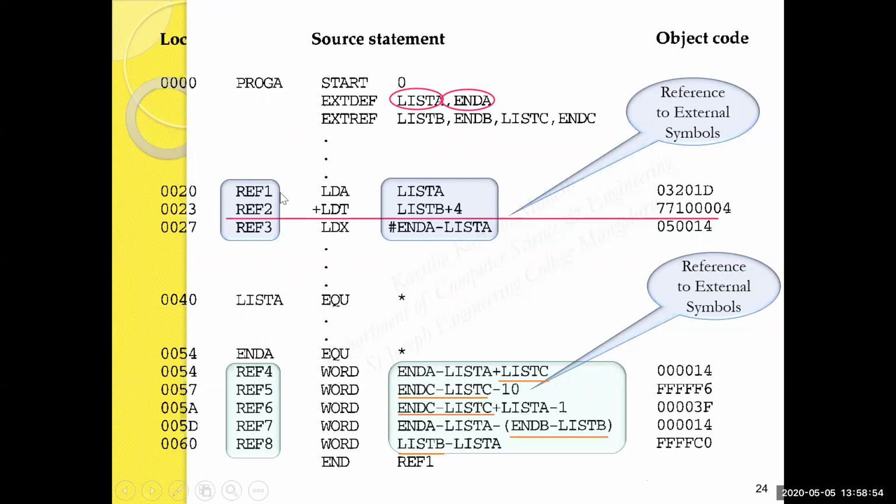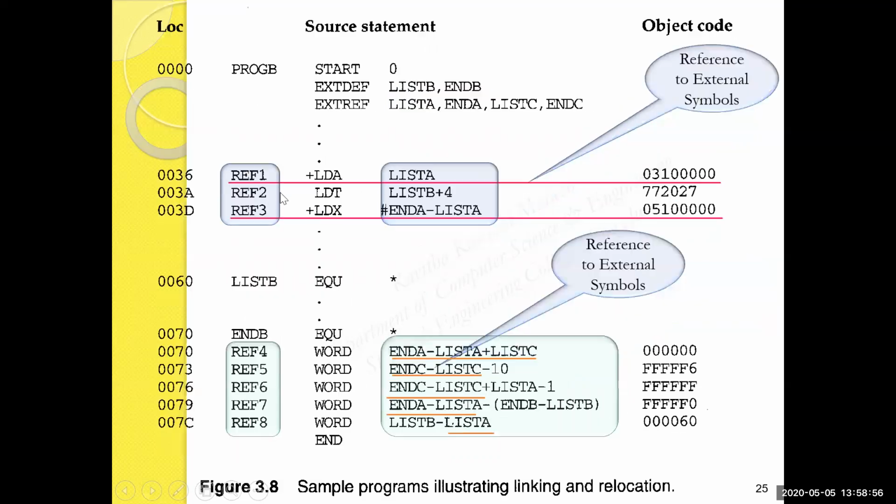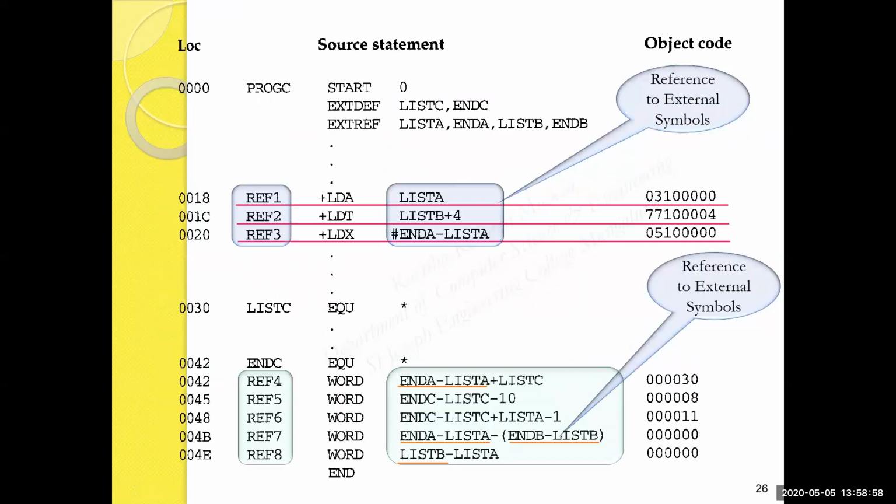For example, this is program A. You may see the same set of references in program B and in program C. So as I mentioned, some of the external symbols appear as operands for the instructions, while others are values of data words. That is, reference 1 through 3 are instruction operands, while reference 4 through 8 are values of data words.